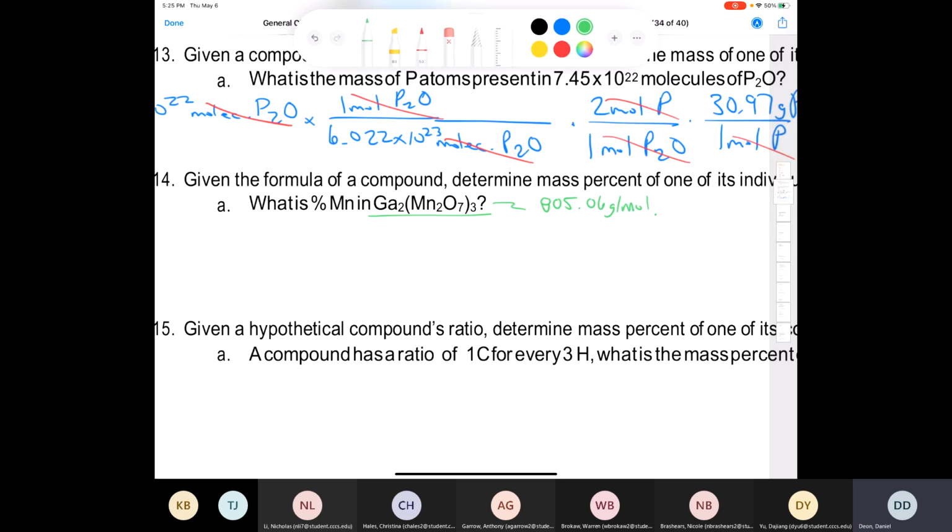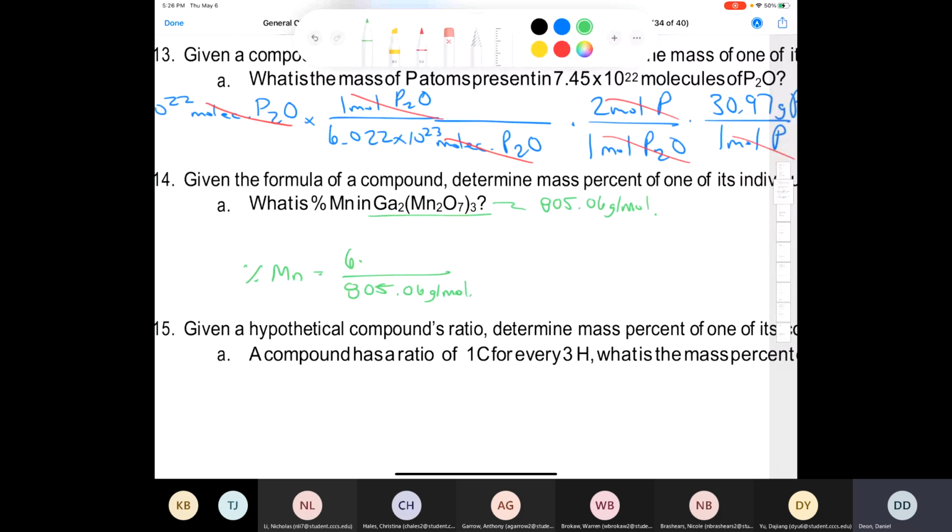Well, in my denominator, I have my molar mass, 805.06 grams per mole, and I'm looking for the percent of manganese. Could anybody tell me how many manganese atoms there are in 1 formula unit of this? And it's not a trick. Mr. Dion hates trick questions. Yeah, it's 6, exactly, because I have 2 times 3, and 2 times 3 is 6. Excellent.